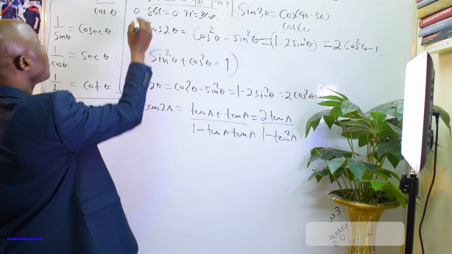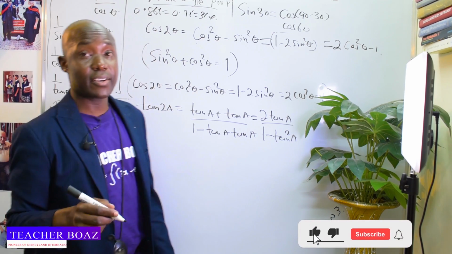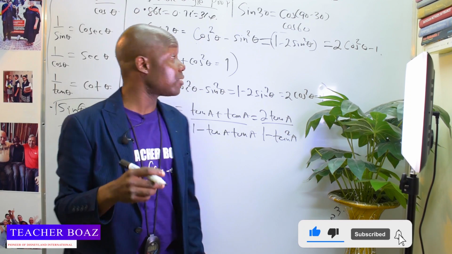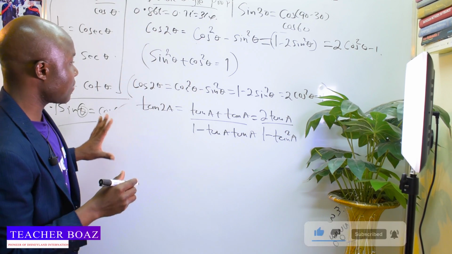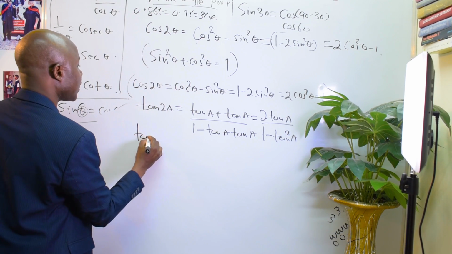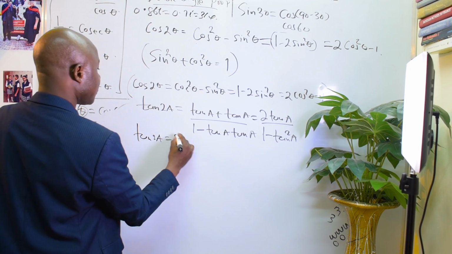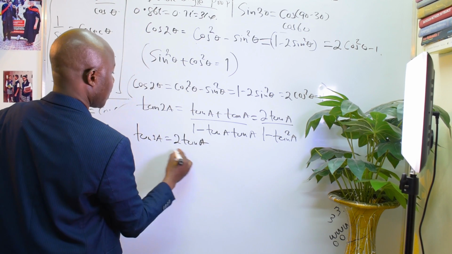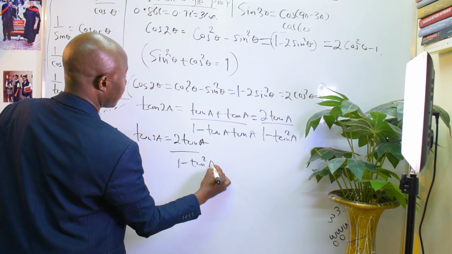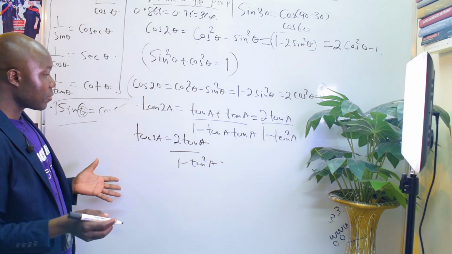Please use your calculators and try that. I'm just using my mental software, so you can confirm from what I've just done there. So anytime you have tan 2a, it is the same as 2 tan a divided by 1 minus tan squared a, which we can even prove trigonometrically.